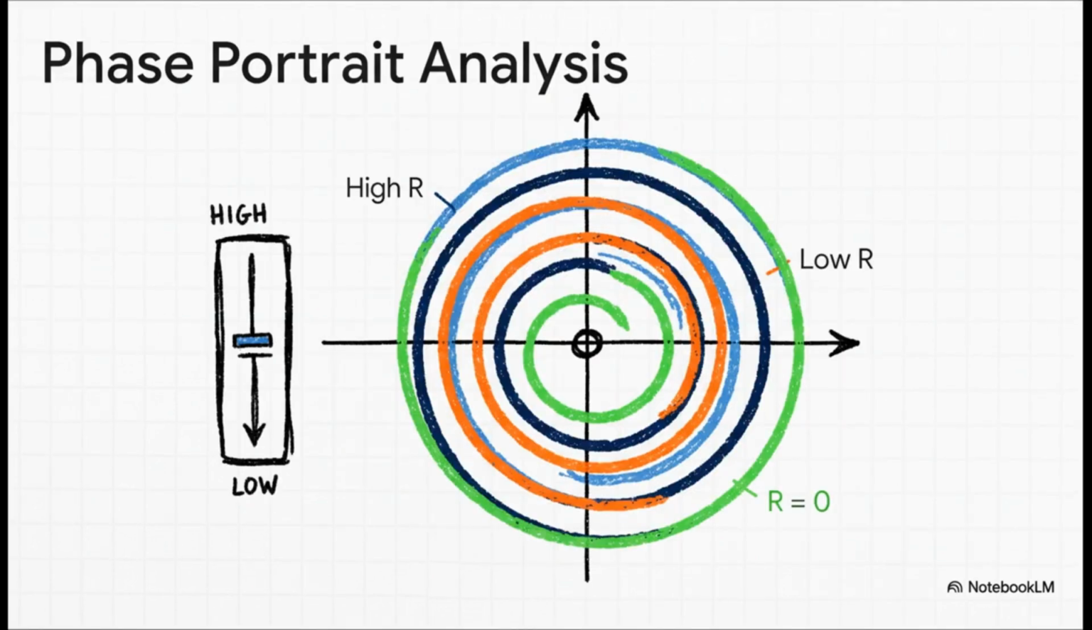Okay, now this is really cool. We can see what happens when we just change one part, the resistor. With a decent amount of resistance, the system loses energy over time, so it spirals inwards and eventually comes to rest. But watch what happens as we decrease the resistance. The spiral gets wider and wider. It takes longer for the system to settle down.